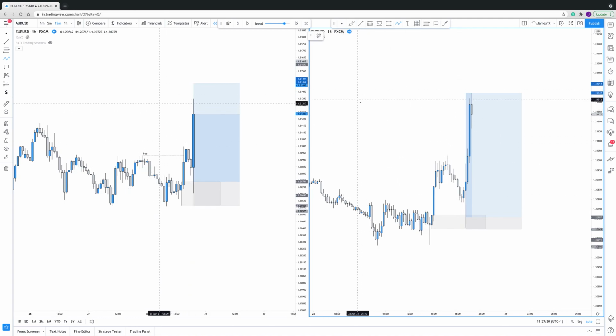And what we're looking for is essentially price to tap in just like this, and then show us the breaker structure. So just like we have here, where price is breaking structure, we want to see it on a lower time frame. So just like this, we want to see a nice impulse up, which will look like this. So you can see we broke above structure.